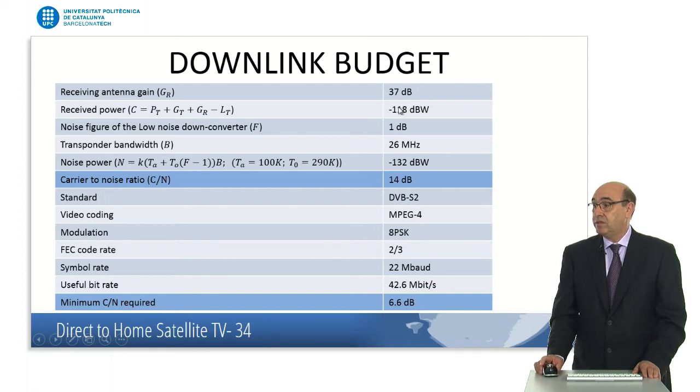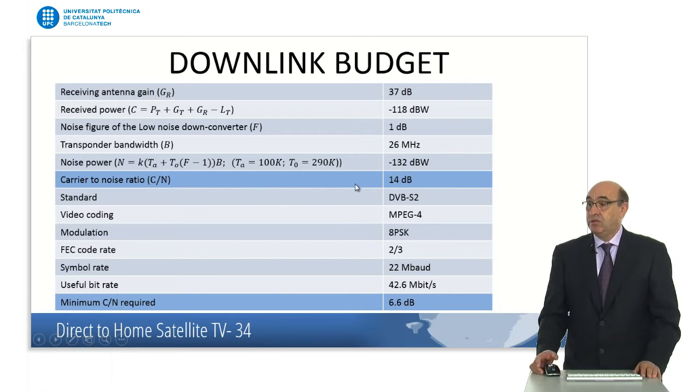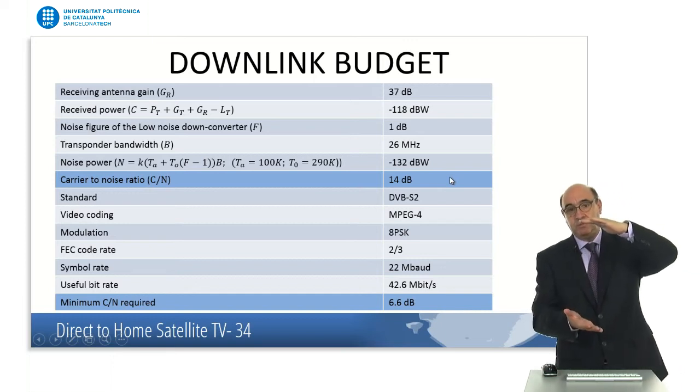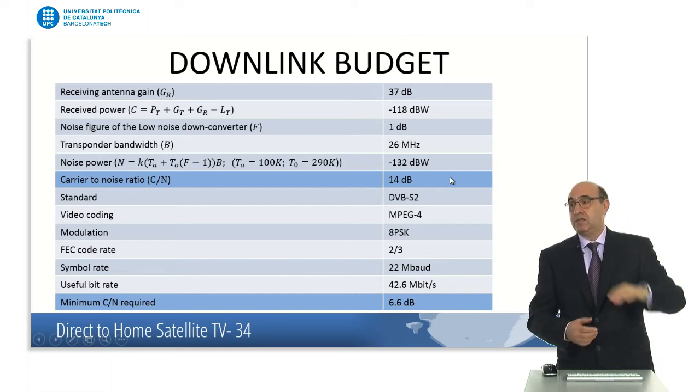You compare the signal, or the carrier, and here you have the noise. And this gives you, with those numbers, your carrier to noise ratio, which is about 14 dBs. That means that your signal is 14 dBs above the noise level.